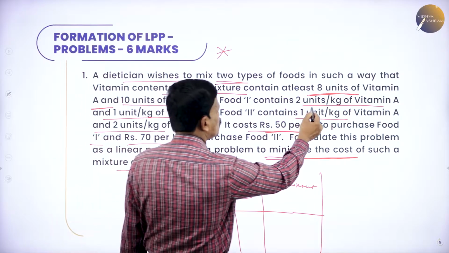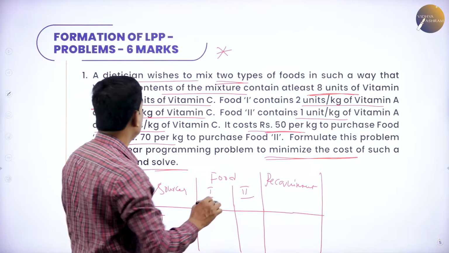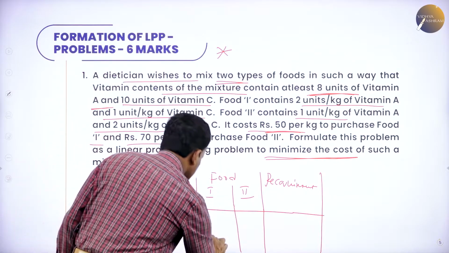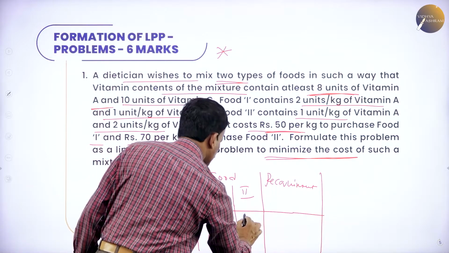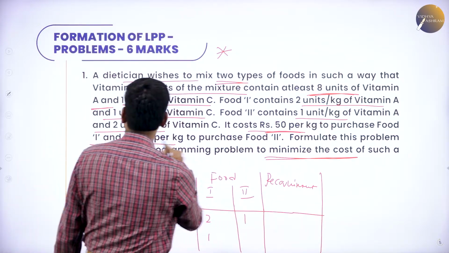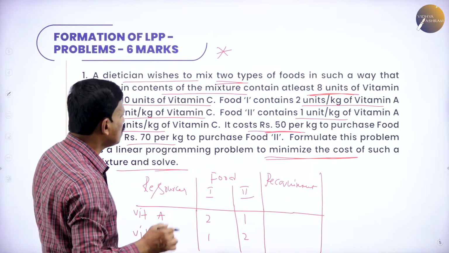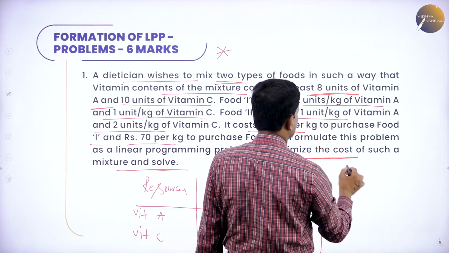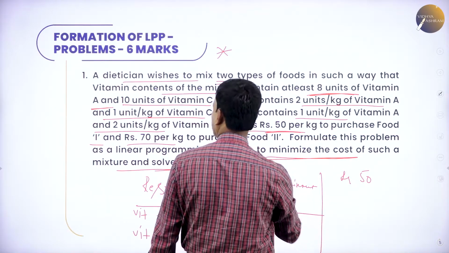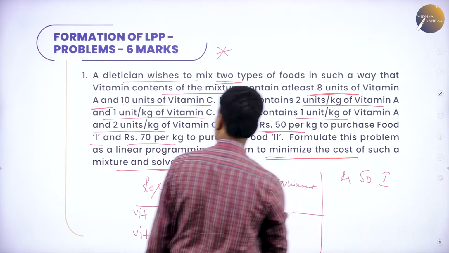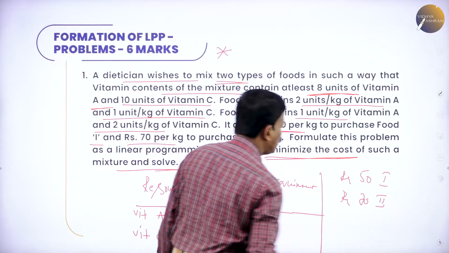Food 1 contains 2 units of vitamin A and 1 unit of vitamin C, whereas food 2 contains 1 unit of vitamin A and 2 units of vitamin C. Now the cost is given: rupees 50 per kg for the first food and rupees 70 for the second type of food.